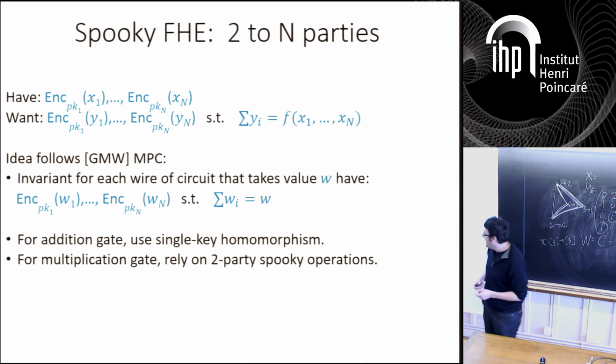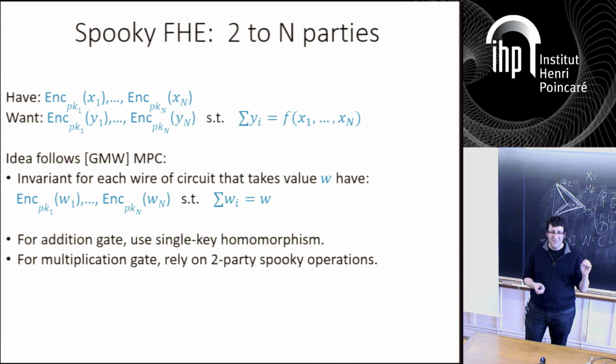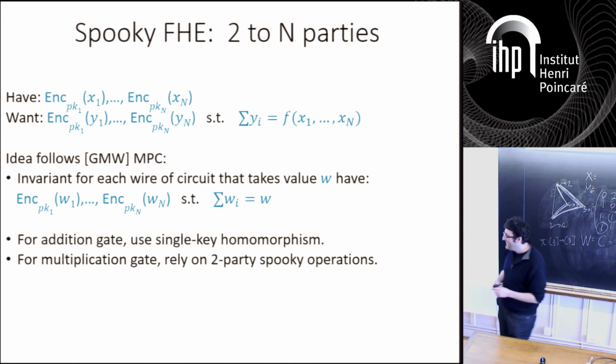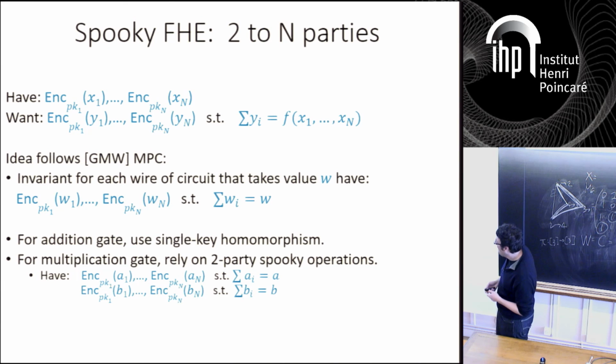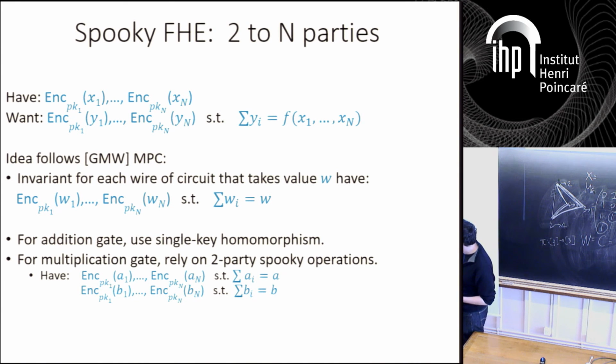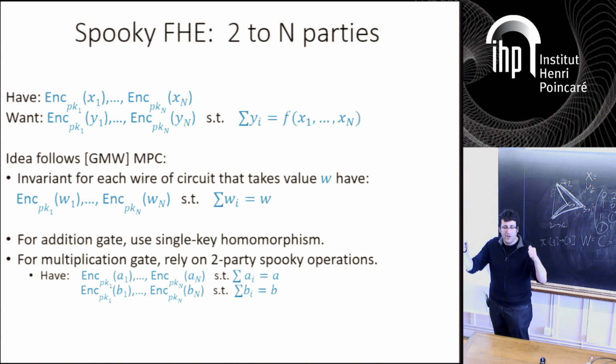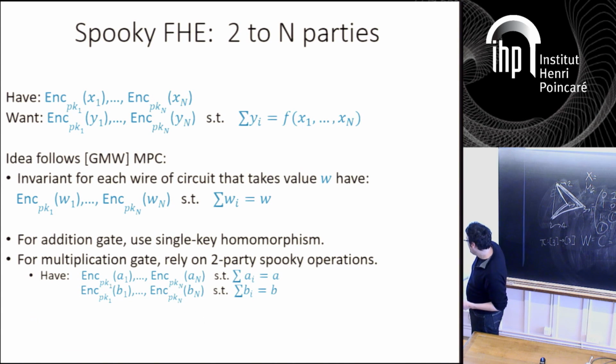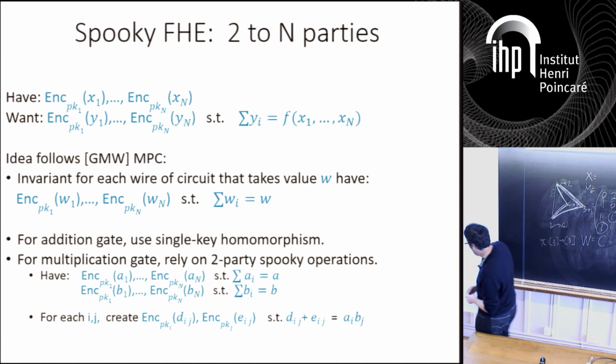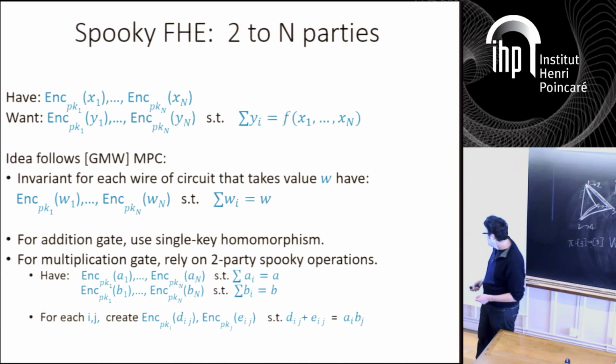What about a multiplication gate? Well, I'm going to rely on 2-party spooky encryption. So I can multiply two values in a spooky way to do this whole multiplication. The idea is that I have encryptions of A1, ..., An that add up to A. I have encryptions of B1, ..., Bn that add up to B. Those are my two input wires. Let's say I'm doing multiplication, so I want to get encryptions of C1, ..., Cn that add up to A times B. What I'm going to do is multiply each pair of values, Ai, Bj.